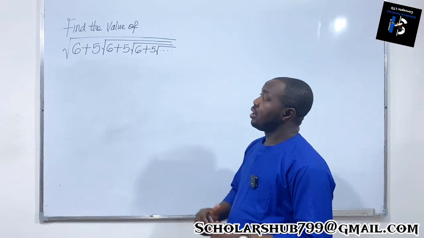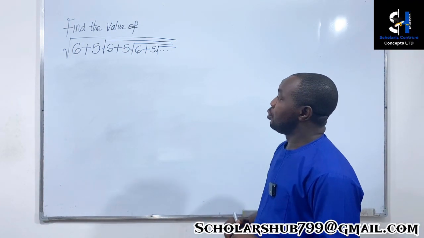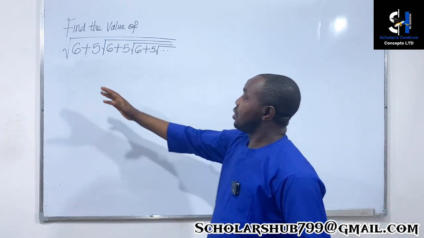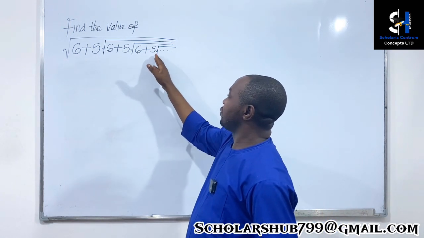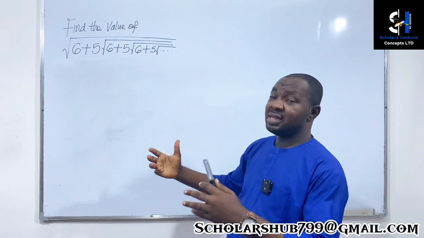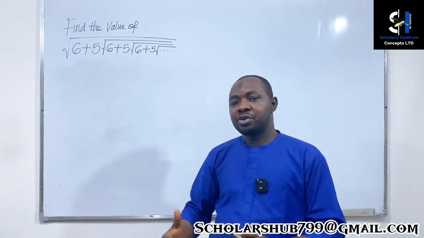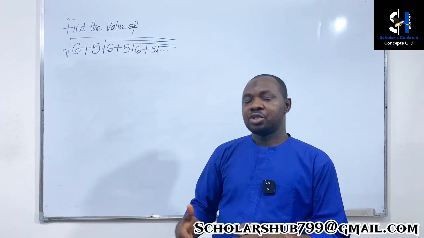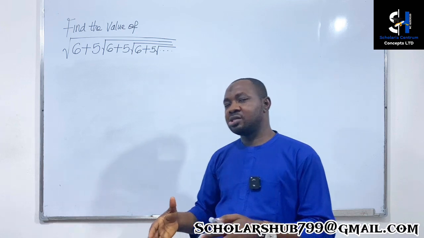Now let's find the value of this nested expression we have on the board. We have radical 6 plus 5, radical 6 plus 5, radical 6 plus 5, and like that. So we have a nested expression that is repeated, the same expression is embedded within the given expression. So that's why it is nested.